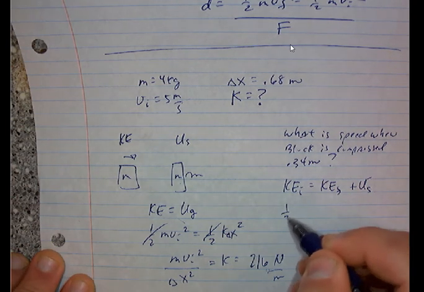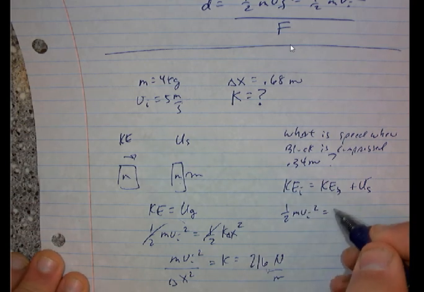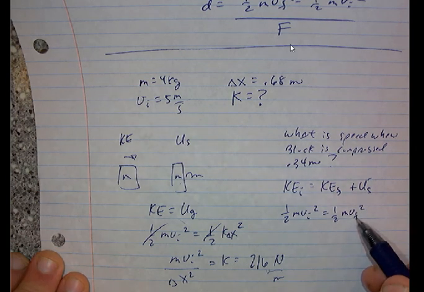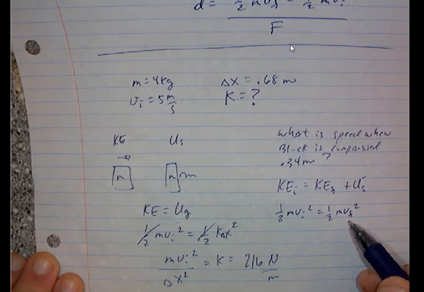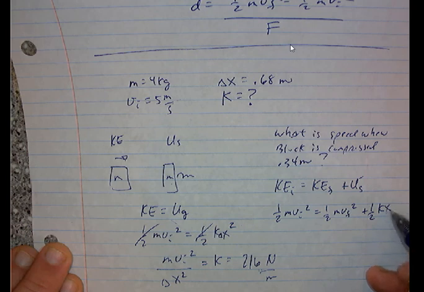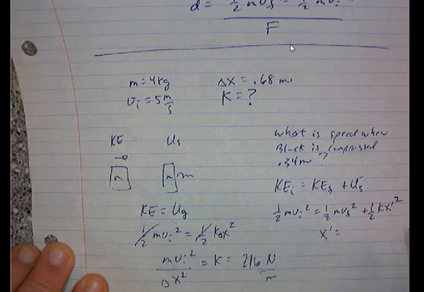So we would have 1/2 mv initial squared. That's the initial energy of the system. Then we'd have 1/2 mv final squared. That's what we're trying to figure out here, the speed after the spring is compressed by half as much. And then the spring part of it would be 1/2 k, same k because it's the same spring, and now it's compressed by a different amount, so I call it x prime. So the x prime, it says it's compressed by half as much, so 0.34 meters. Good, and then you have everything to solve this.